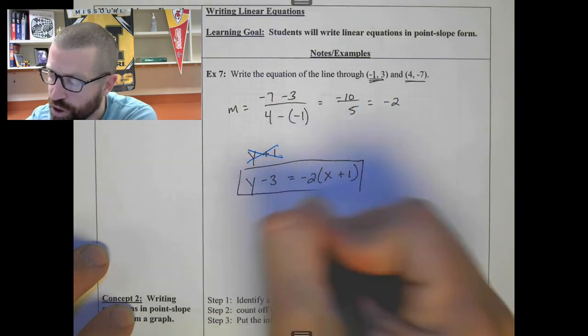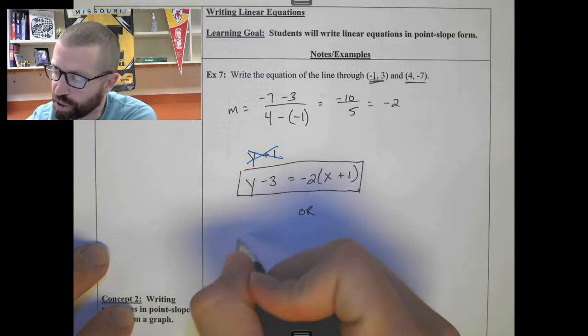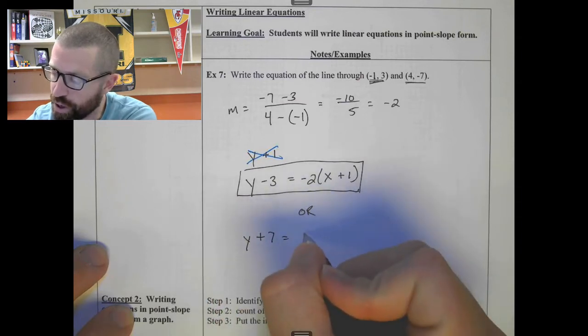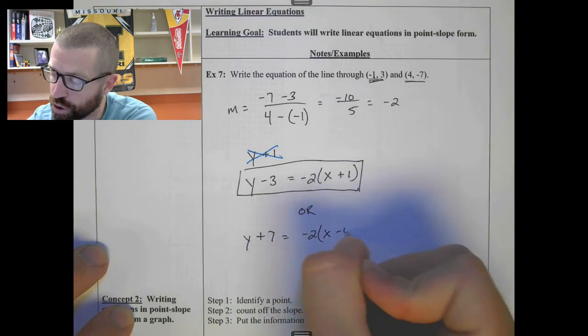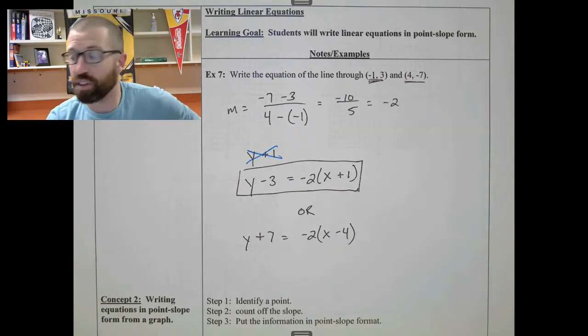So notice the signs change. So that's one equation, and that's good, right? Like you could be done. Just in case you wanted to do the other point, we'll write that out quick. So it'd be y plus 7. And then the slope is still negative 2, and x is still x, and then it's minus 4. So either one of those are right. One is not better than the other. One is not more correct than the other.